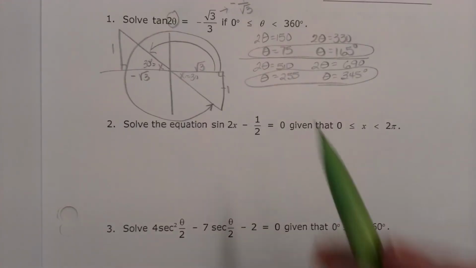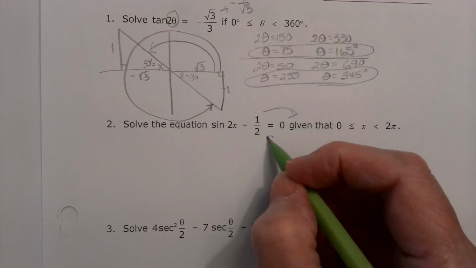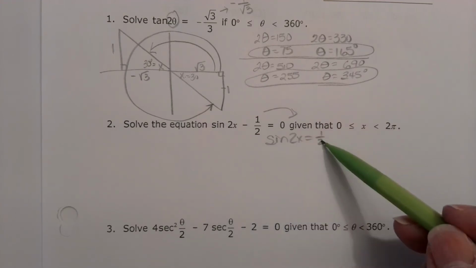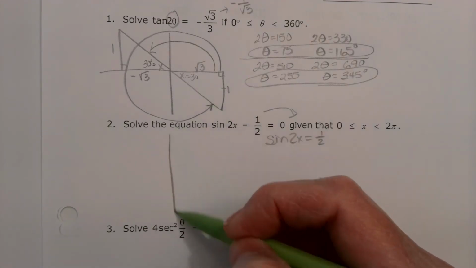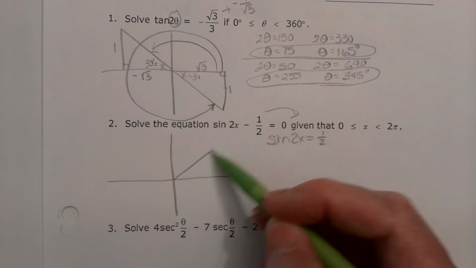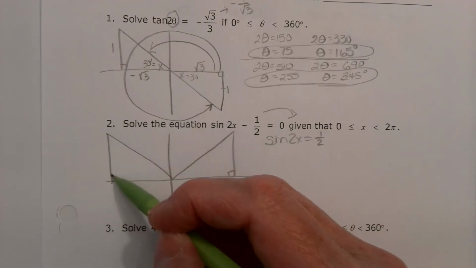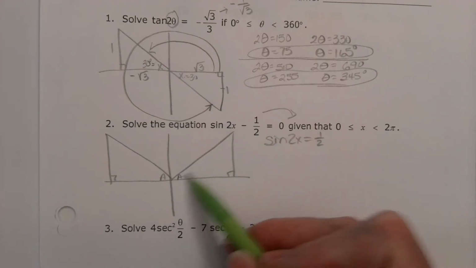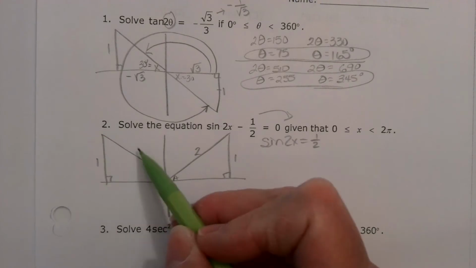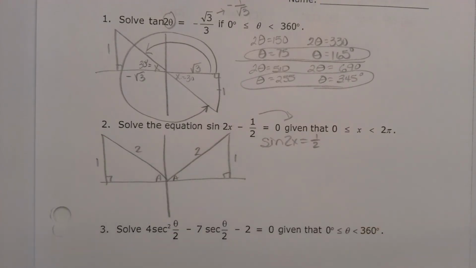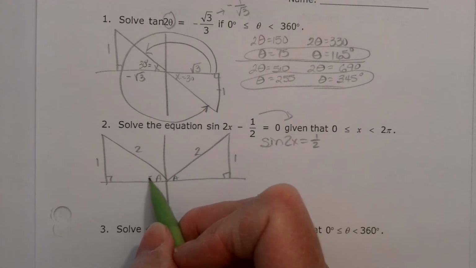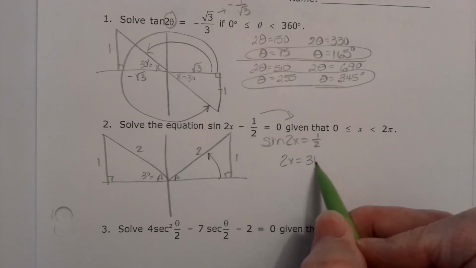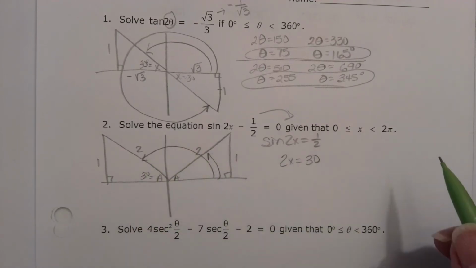Okay, let's try it on this one. First thing is I need to move that to the other side. So I get the sine of 2x equals 1/2. So I have to think, when is sine positive? Well, sine is positive in this quadrant and then in this quadrant. I want the sine of this angle right here. The sine of it has to be 1 over 2, like that. Then I look at it and I say, okay, well that makes that a 30-degree angle too. So I want this one, which is 30, and I want this one, which is 150, right?